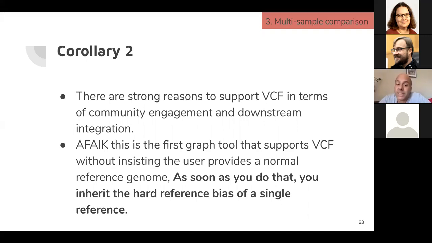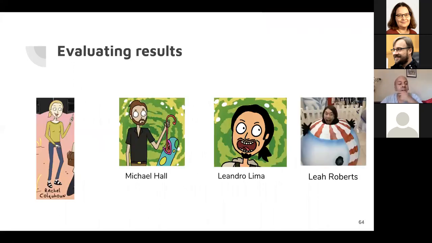As far as I know, this is the first time someone's used a graph tool to support VCF without making the user provide the reference genome in advance. If you provide a normal linear reference genome in advance, you inherit the hard reference bias of a single reference. So we don't want to do that. We want to choose a reference genome based on our data.